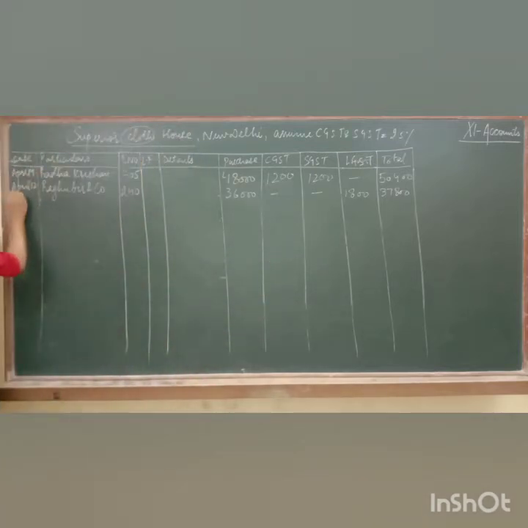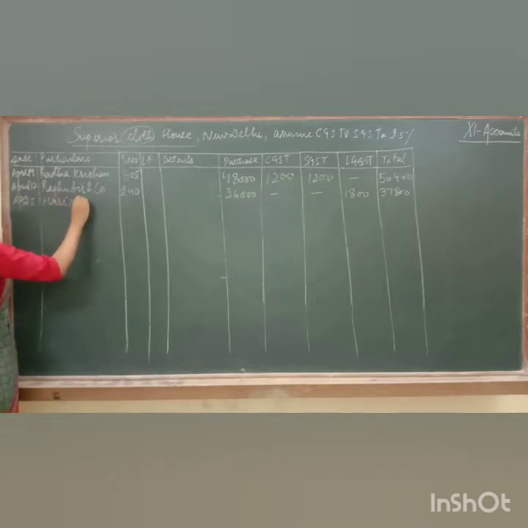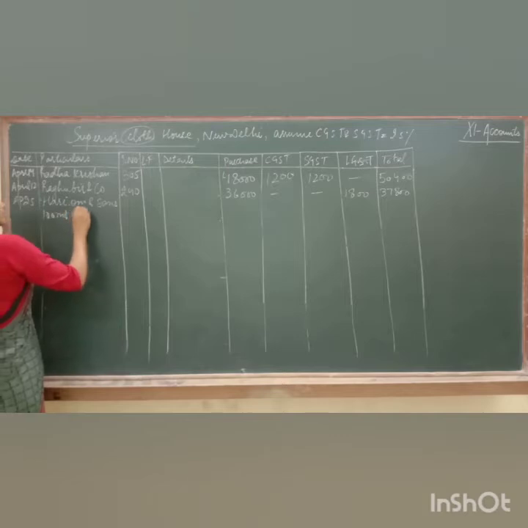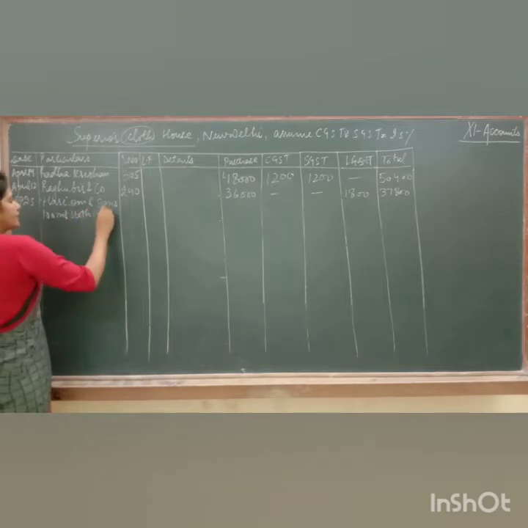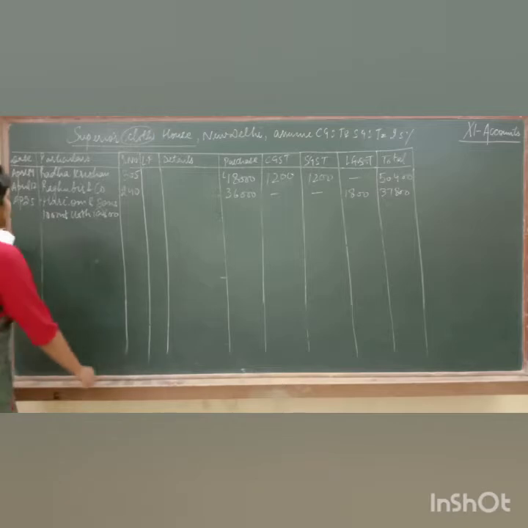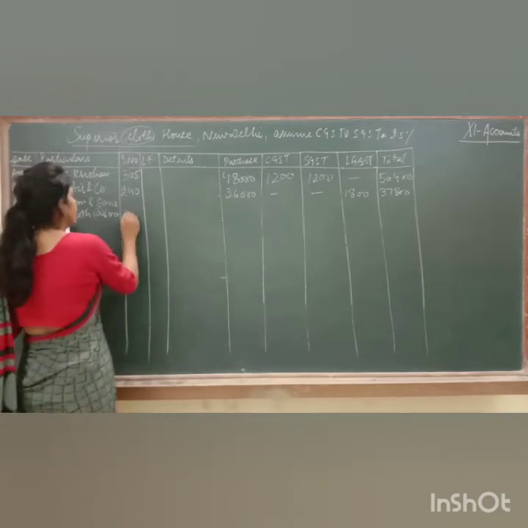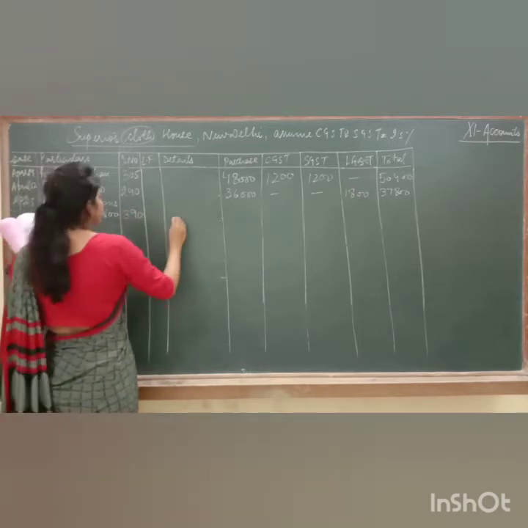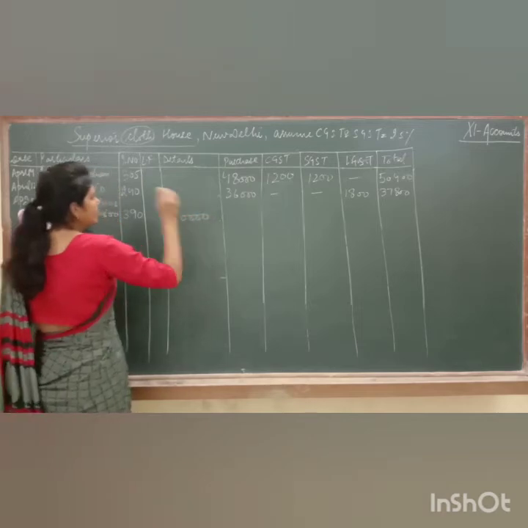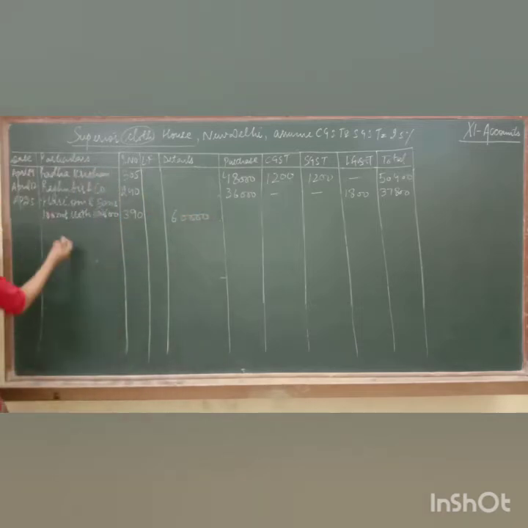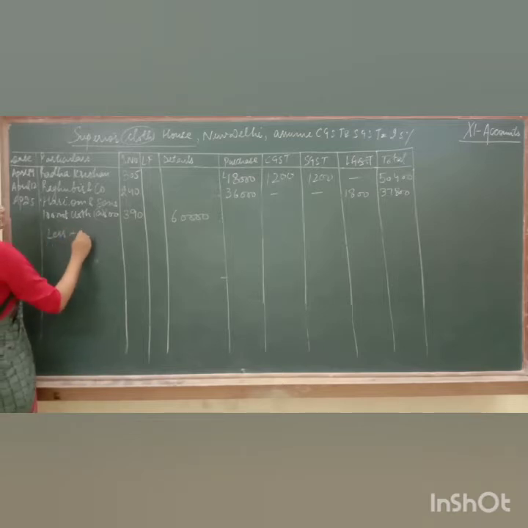Okay. Put date here, April 25. Hari Om and Sons. We have purchased 100 meter cloth at the rate 600 per meter. Fine. And what else? That's all. Invoice number is 390. So 100 into 600 is 60,000. Then less 15% trade discount.